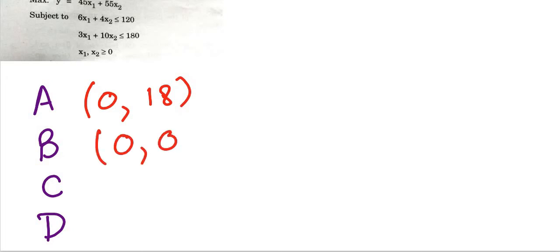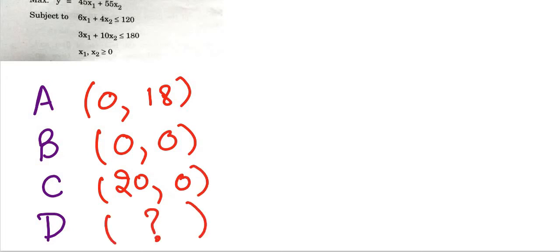This is (0, 18), this is (0, 0), this is (20, 0). And about point D, what about point D? How to get point D?